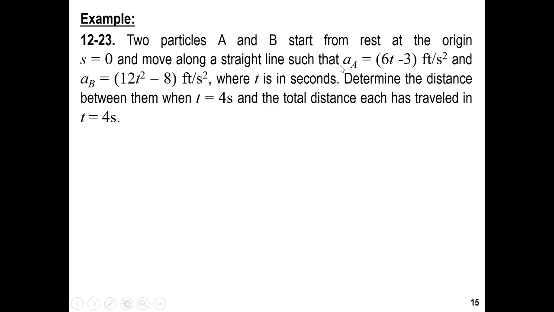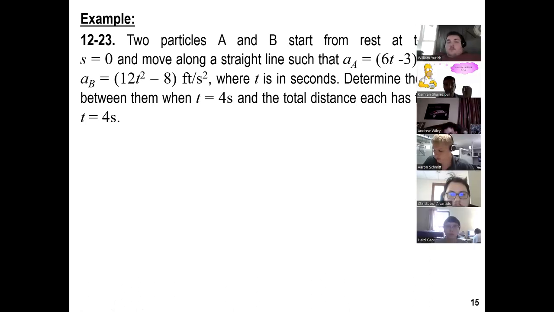The acceleration of A is given as a function of time. The acceleration of B also is given as a function of time. We want to see the distance between them after 4 seconds, and also how much distance each of them travels. So if you get the distance of each one, we can subtract and see how much the distance between them is. So is the definition of the problem clear? We have two particles with rectilinear motion and variable acceleration. The acceleration is given as a function of time, right?